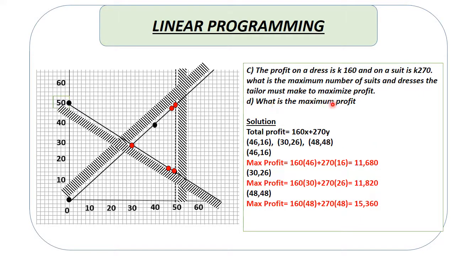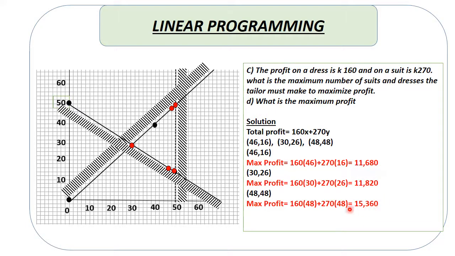So which one is greatest among these? Because they're looking for the maximum profit. The question can be different. Sometimes they can ask you for the minimum profit, in which case you choose the smallest number of these. But here it is the maximum profit, so the maximum profit is going to be 15,360 because it is the largest of these 3. The first part of the question is asking, what is the maximum number of suits and dresses the tailor must make to maximize profit? Then the last question is, what is the maximum profit? For that question, this is the answer.